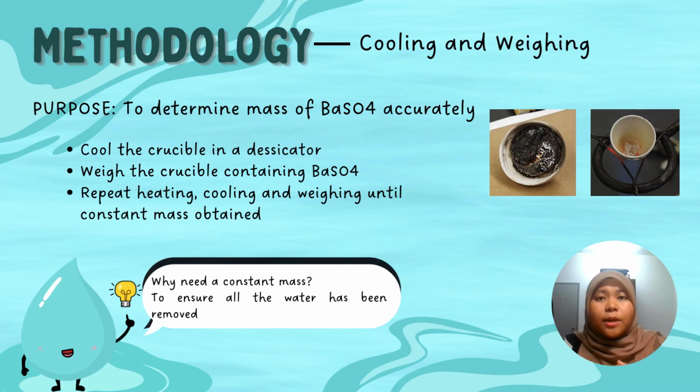Lastly is the cooling and weighing process. The purpose of these steps is to determine the mass of barium sulfate accurately. Firstly, the crucible is cooled in the desiccator and then weighed together with the barium sulfate precipitate. The heating, cooling, and weighing steps are repeated until a constant mass is obtained. Obtaining a constant mass will ensure that all the moisture has been removed and that the measured mass is reliable.